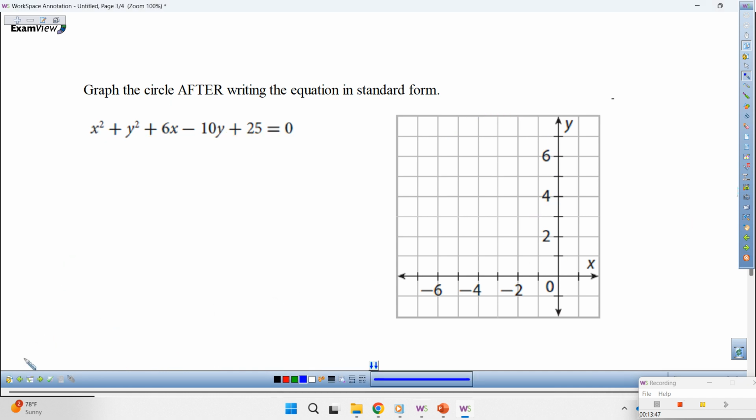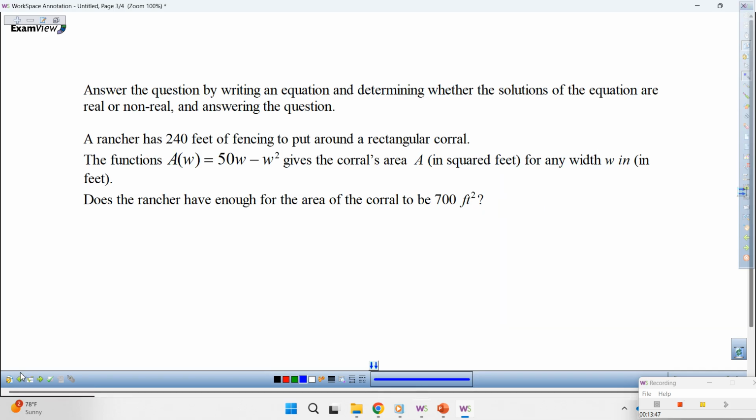All right, so that was number 14. Let's go to number 13. On your paper, for number 13, I want you to write this equation: A of W equals 50W minus W squared. Just write that one down for right now, and then I'll explain.